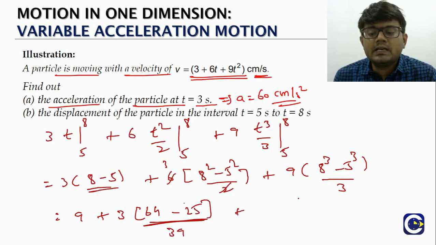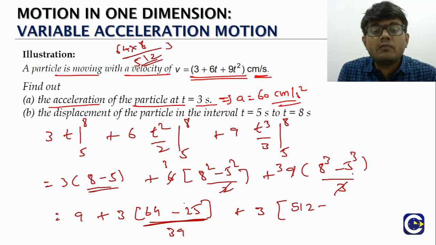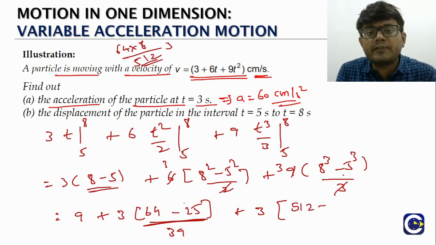The last part you can see 3 ones are 3, 3 threes are 9. So 3 into 8 cube. See, 8 square is 64, right? 8 cube means 64 into 8. That will be 8 fours are 32, 8 sixes are 48, means it will be 512. So 512 minus 5 cube means 5 square is 25, 25 into 5 will be 125.